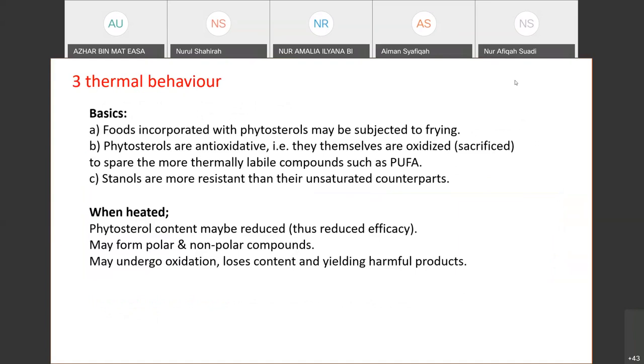Number three, thermal behavior. The basic thing about phytosterol is that foods incorporated with phytosterol may be subjected to frying. And you know what frying does? The temperature can go up to 200 degrees C, and that can cause thermal degradation.